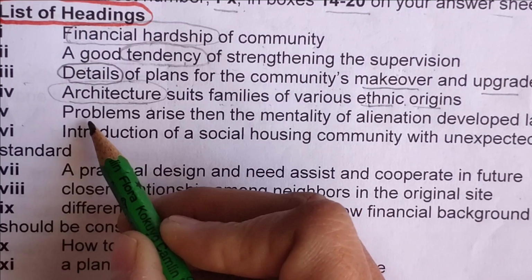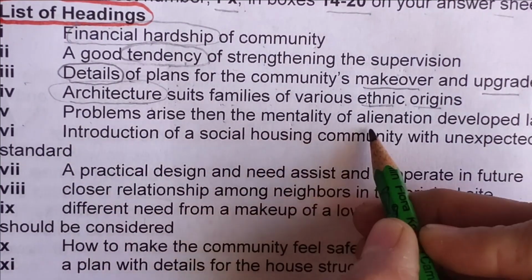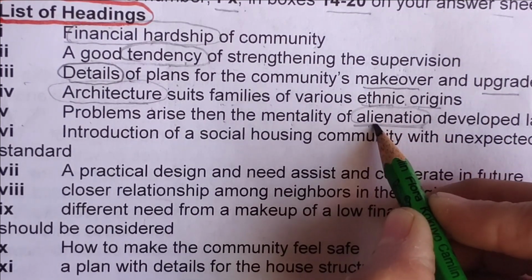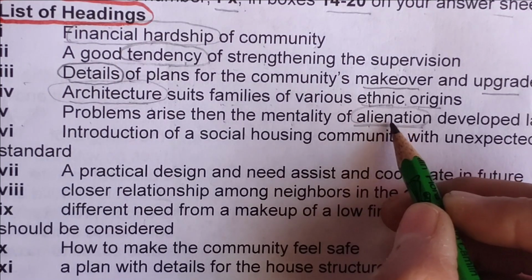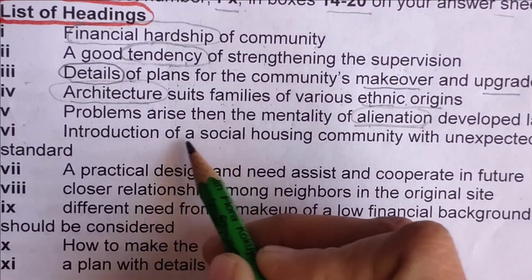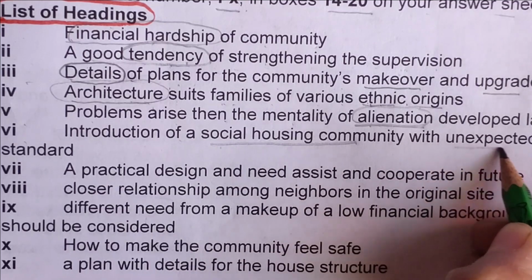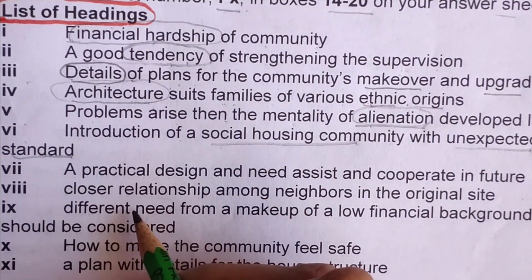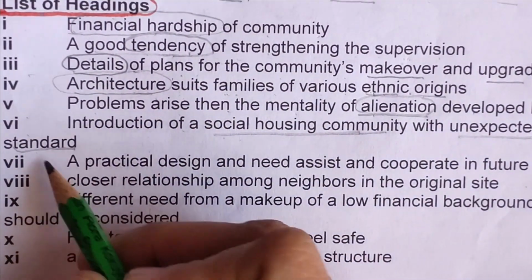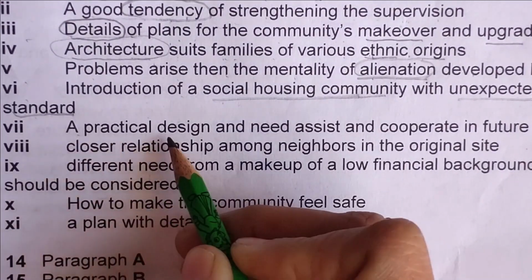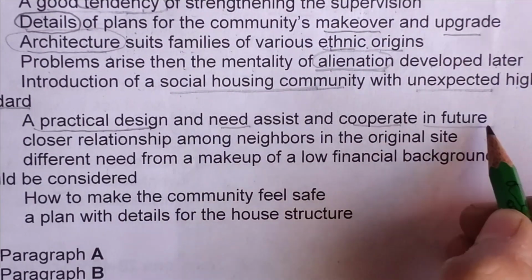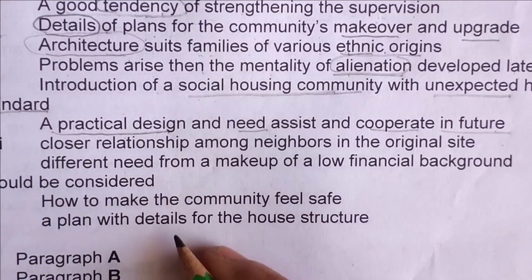Okay, fifth number, problems arise, then the mentality of alienation developed later, meaning people like to stay separate, they don't want to mix with other people. Okay, so introduction of a social housing community with unexpected high standard. Okay, so introduction of something new, a housing community with unexpected high standard. Next is practical design, a practical design and need to assist and cooperate in future. Okay, a practical design, something they will be talking about.